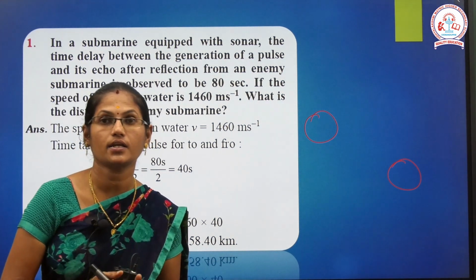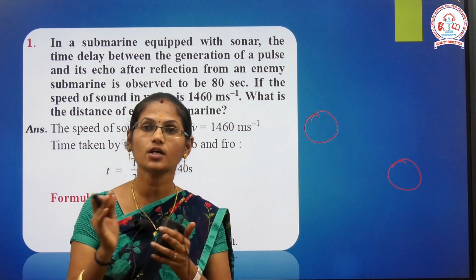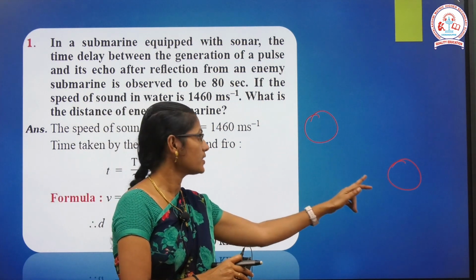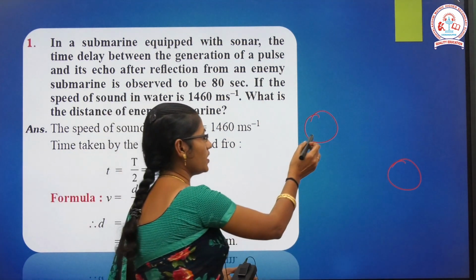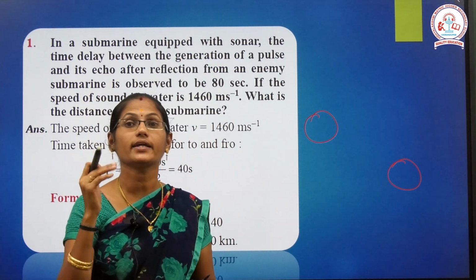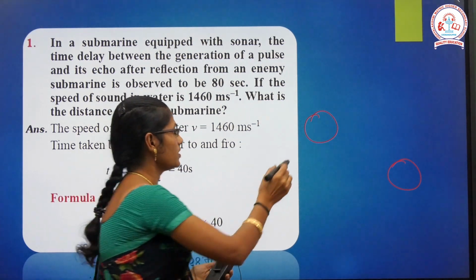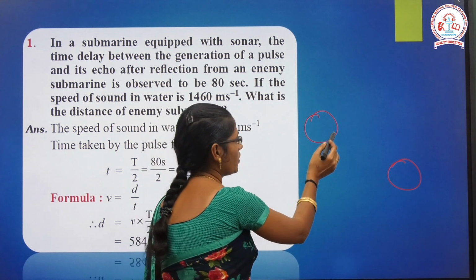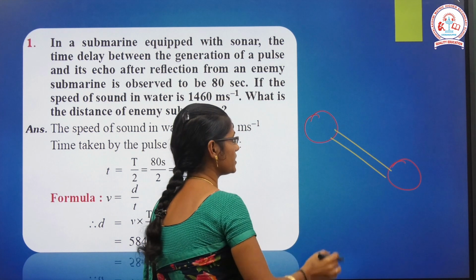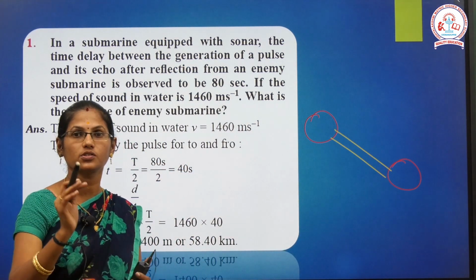First you have to understand what you have to find in this problem: the distance between the two submarines. This is one submarine and this is the other submarine. One submarine is equipped with sonar, which transmits and receives signals. So the submarine equipped with sonar sends a signal to the other submarine and receives the signal back. The distance between the two submarines is what we have to find. So this is your question.